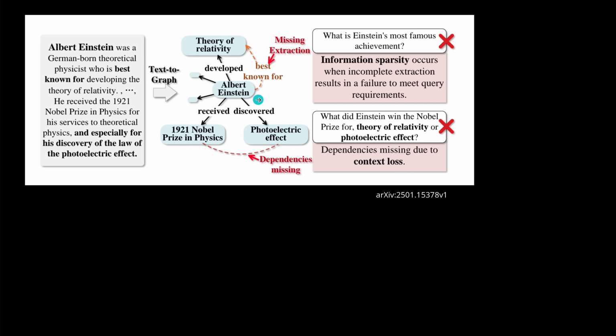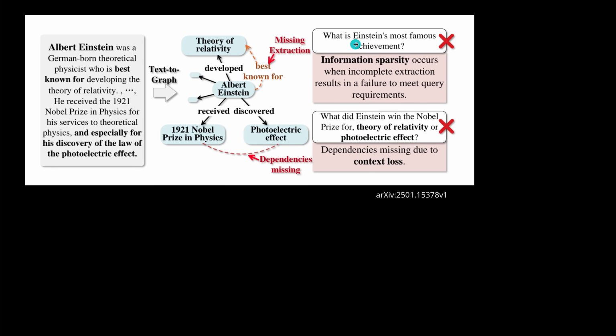And as you can see here, from this text, the knowledge graph extraction, the buildup of a knowledge graph, simply misses here the link. So if you ask, hey, what did Einstein win the Nobel Prize for? The theory of relativity or the photoelectric effect? In the knowledge graph, we do not have an edge. We do not have a connection. So we have simply dependencies that are missing due to a context loss that we had in the semantic sentence over here. Plus, given an information sparsity, this occurs when incomplete extraction results in a failure to meet the query requirement.